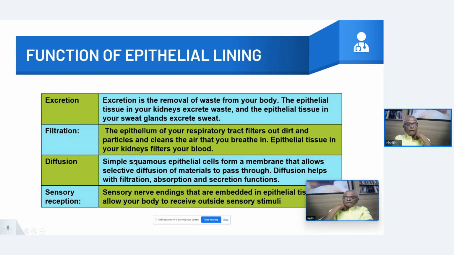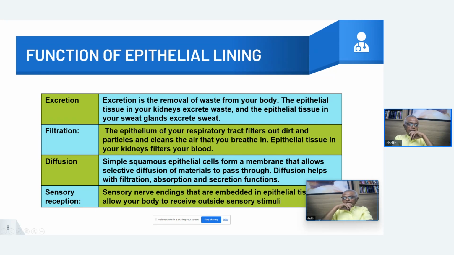So simple squamous epithelial cells form a membrane that allows selective diffusion of material to pass. Diffusion helps with filtration and absorption, and diffusion is a process, as we know, from higher concentration to the lower concentration, and the things have to move.